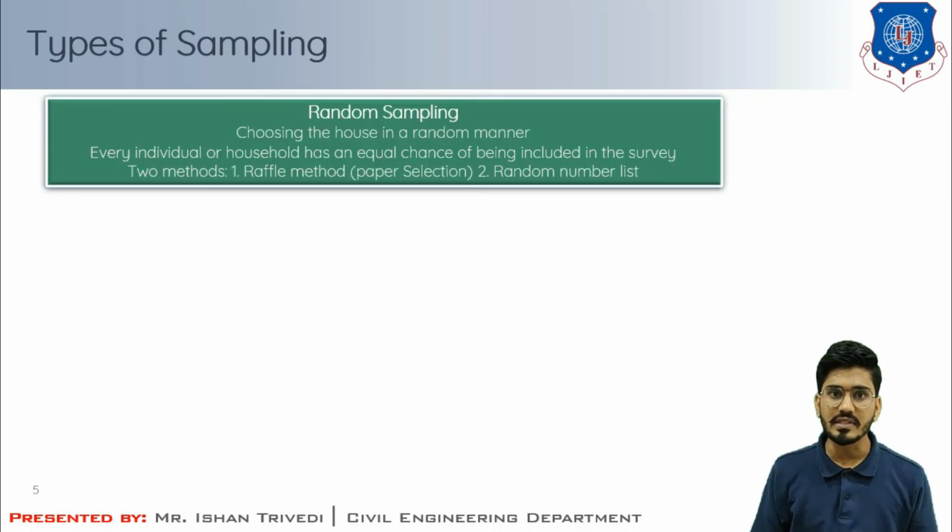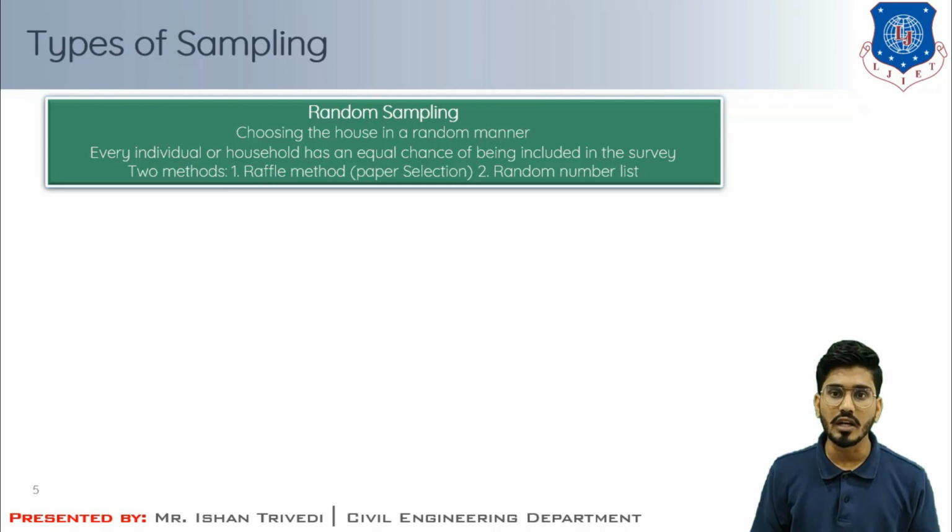Random sampling, as the name suggests, involves choosing the households to be surveyed in a random manner. It ensures that every individual or household has an equal chance of being included in the survey. Means everybody has an equal chance of being selected for the survey, and this will be used for further analysis. Here, one method is to write out the door numbers of the houses in a street on slips of paper and put them in a box, and now I am going to select the numbers, I will draw a few slips and find out those numbers.